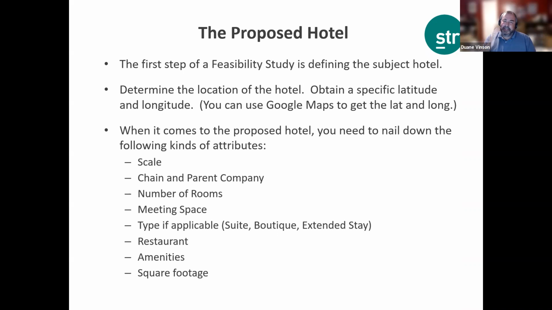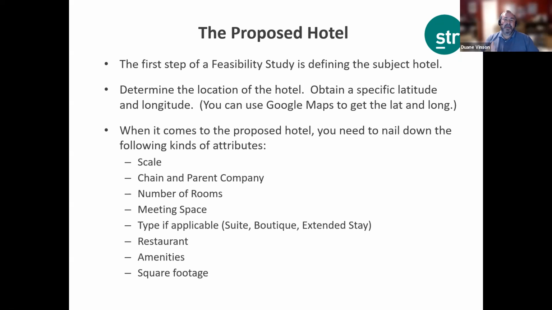Google Maps, if you've never done it, just put your cursor right on top of where that hotel is going to be built or developed. Right click, and you can click what's here, and that will then pop up the latitude and longitude to show you those exact coordinates. When it also comes to the proposed hotel that we're going to develop, it's helpful if we can go ahead and decide on some of this information.